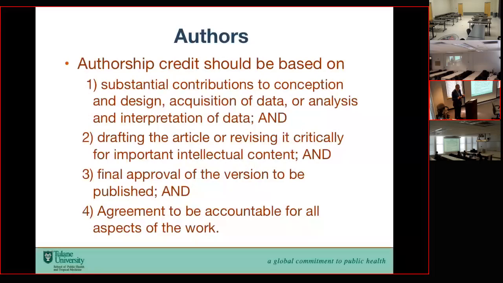What about this final approval of the version to be published? It's simple, right? Simple. No? Is that difficult? All the authors have to give the final approval, or they have to approve the final version. Seems fair. Seems fair, but do you think it's always done?